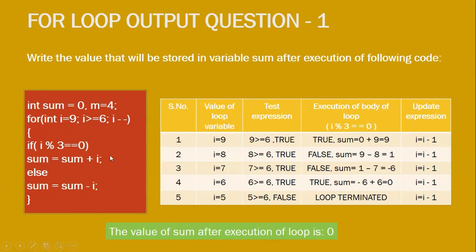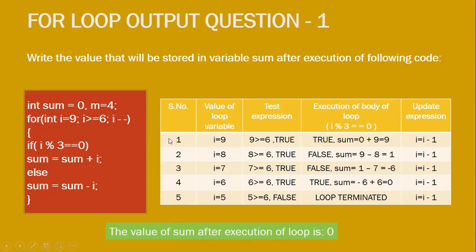So after executing this statement, the else part will not be executed, and we will again go to the update expression, I is equal to I minus 1. Now the value of I is 6. So 6 minus 1 will become 5. So for the next iteration, the value of the loop variable is 5. So again we will go to the test expression. 5 greater than or equal to 6. No, this is false. So the loop will be terminated and the loop will stop here.